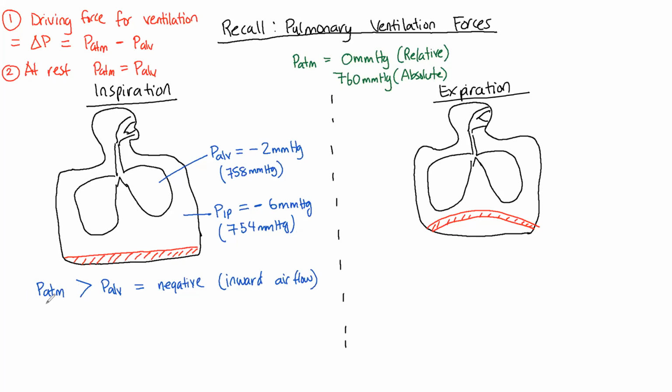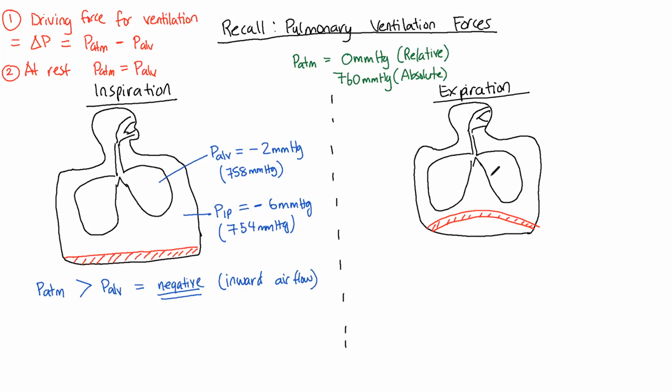Okay, so everyone with me so far? Here for inspiration, we have a higher atmospheric pressure than what we see in the intraalveolar space. And so because this is a negative value, 0 minus this value, it's going to accommodate inward airflow.